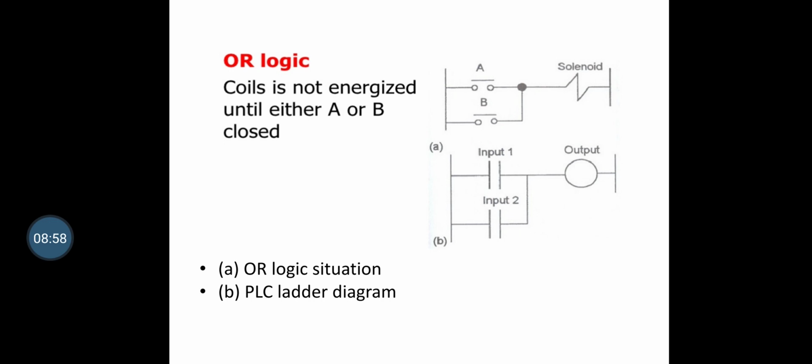And next, the PLC diagram for the OR logic is shown in diagram B. The ladder starts with a normally open switch labeled input 1 to represent A, in parallel with another input switch, normally in the open state, labeled input 2 to represent switch B. The line then terminates with O to represent the output. They are placed not in series but in parallel in OR logic.